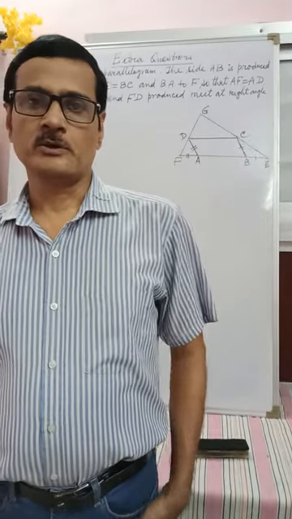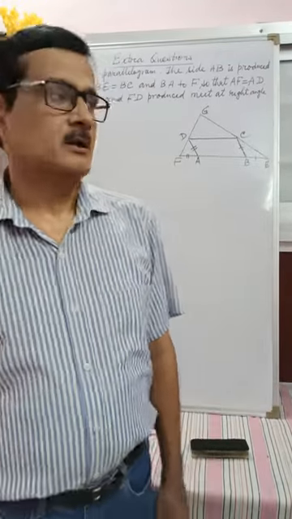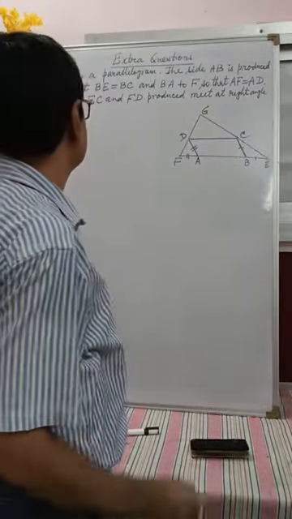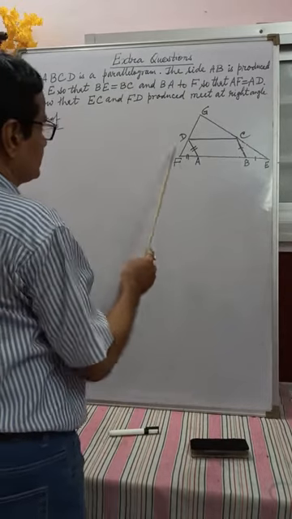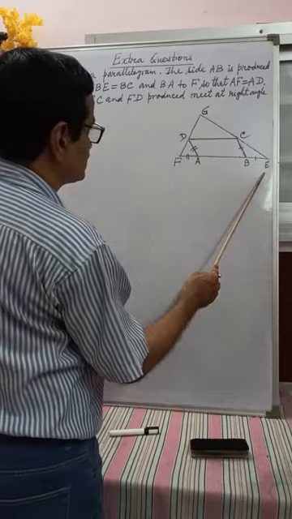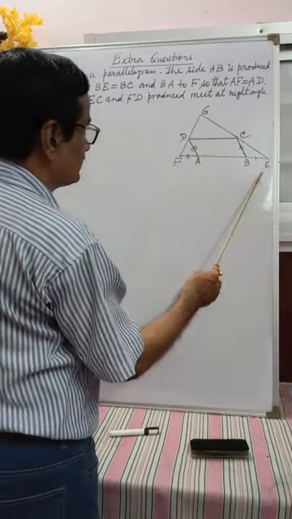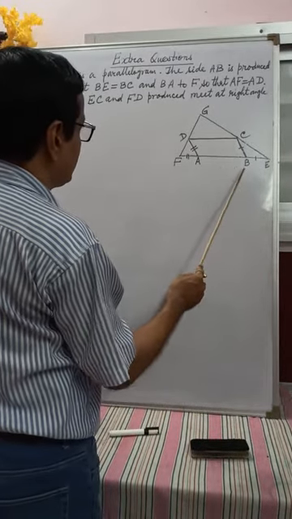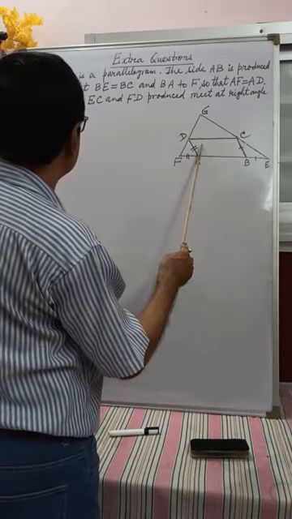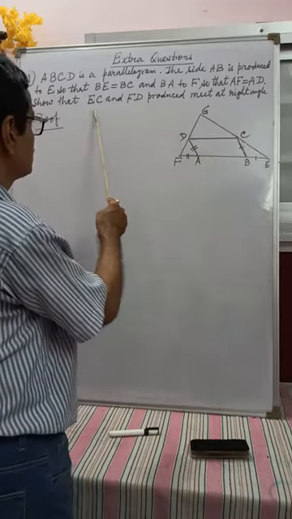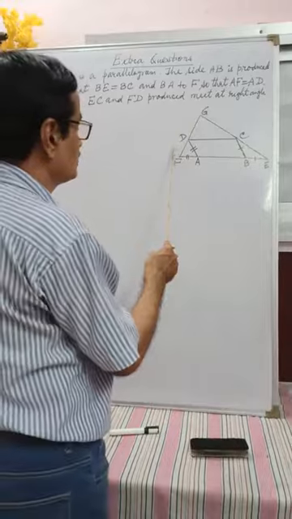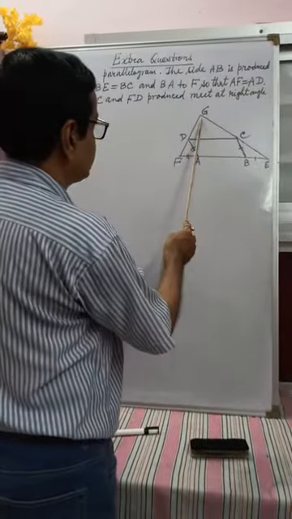Today we are going to solve and explain one extra question from Larna's comet. Here is the question. ABCD is a parallelogram. The side AB is produced to E so that BE and BC are equal, and BA is produced to F so that AF and AD are equal. We have to show that EC and FD when produced meet at right angle.